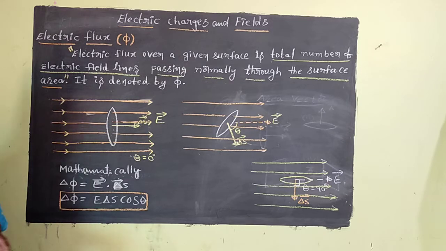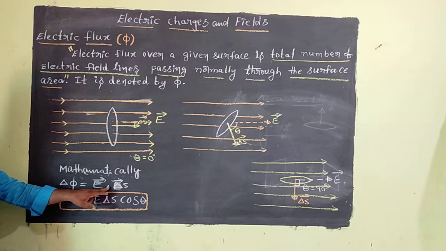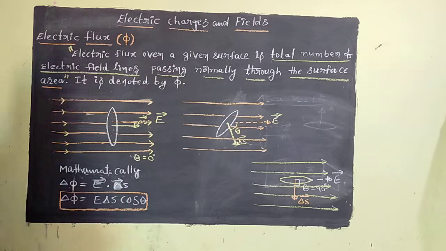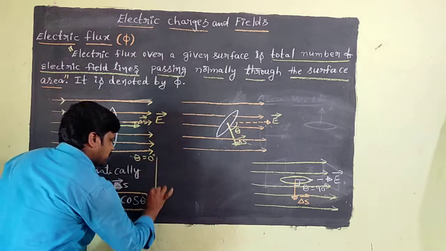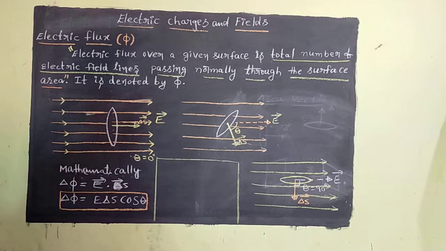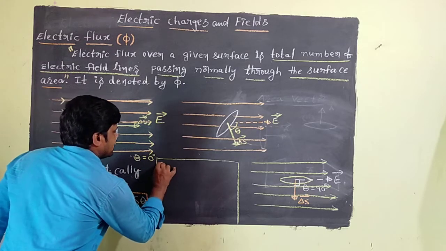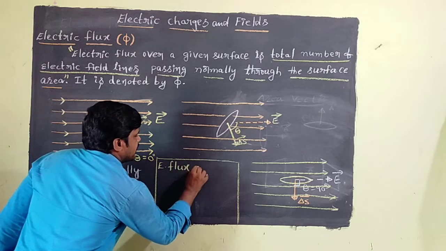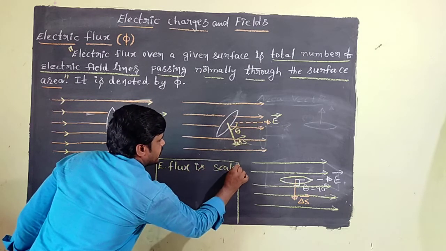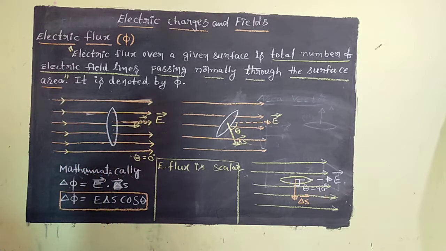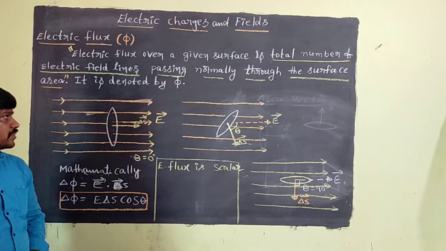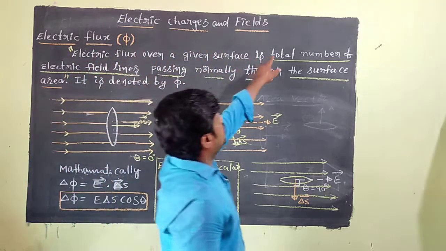Electric flux can be defined as the dot product of electric field and area vector. Now the dot product of two vectors is a scalar quantity. That's why electric flux is a scalar quantity. That means electric flux does not have any direction, it has only magnitude. Why? Because here you just see the total number.